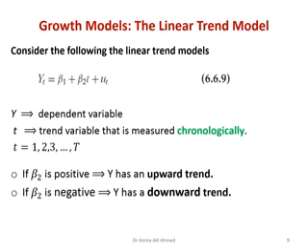Let's start with the linear trend model that is expressed by equation 6.6.9. In this regression model, we regress y on time, where y is the dependent variable under consideration. Note that the time variable t is known as the trend variable. If the slope coefficient in this regression is positive, there is an upward trend in y. In contrast, if it is negative, there is a downward trend in y.